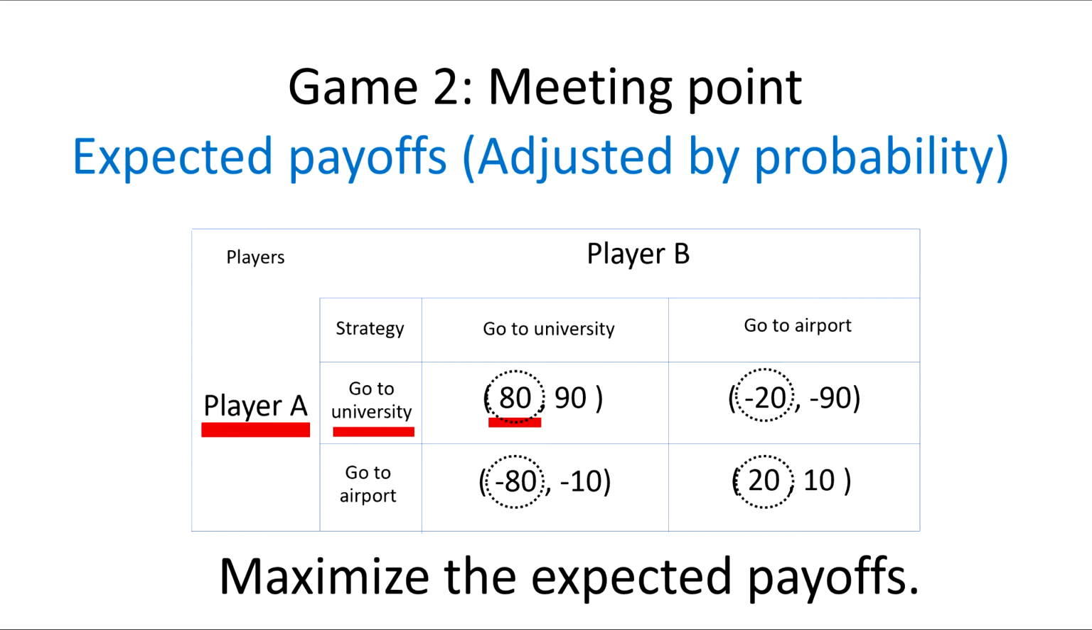Which one is the highest? The highest expected payoffs of A. So you see 80, minus 80, minus 20 and 20. So 80 is the highest. We maximize the expected payoffs. Therefore, player A will go to university because he or she can expect the highest payoffs.